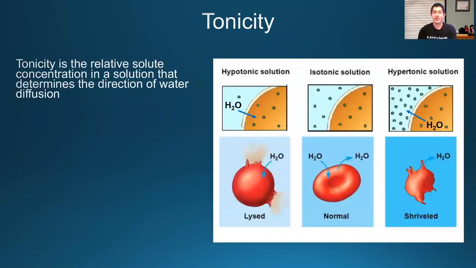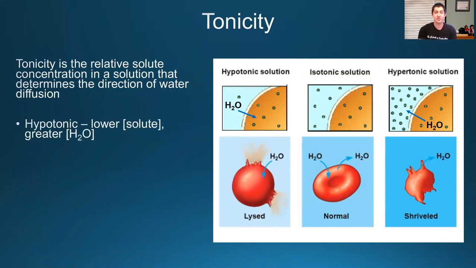And then finally, we'll talk about tonicity. And tonicity is the relative solute concentration in a solution that determines which direction the water is going to want to diffuse. And so we have 3 possible scenarios here.